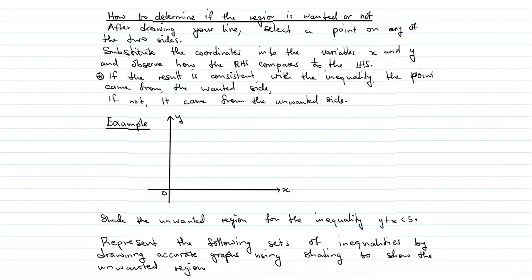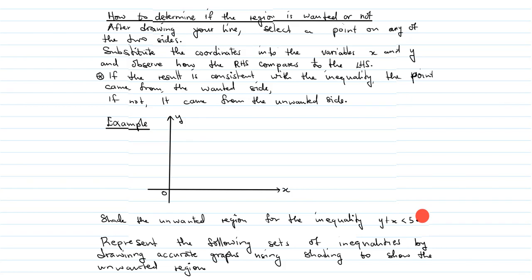And then after that, observe what happens to the inequality. Either the right hand side (RHS stands for right hand side) will be greater than the left hand side, or the left hand side will be greater than the right hand side, according to your point. Let's say that from substituting your point, the right hand side is greater than the left hand side. Does that agree with our inequality? In our inequality, which side is greater? The right hand side.